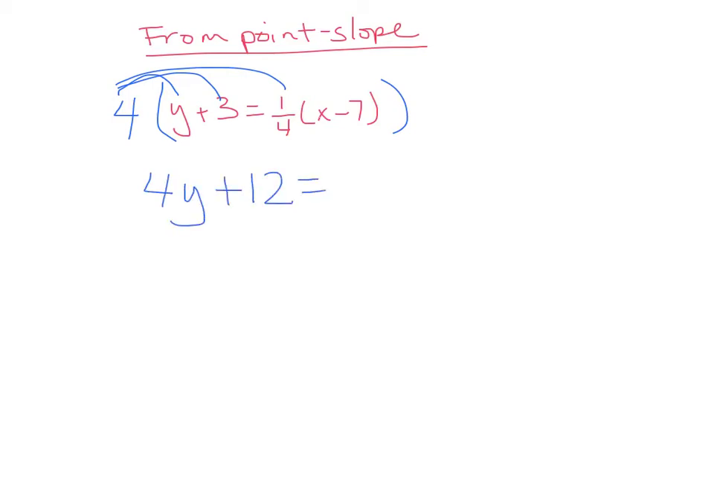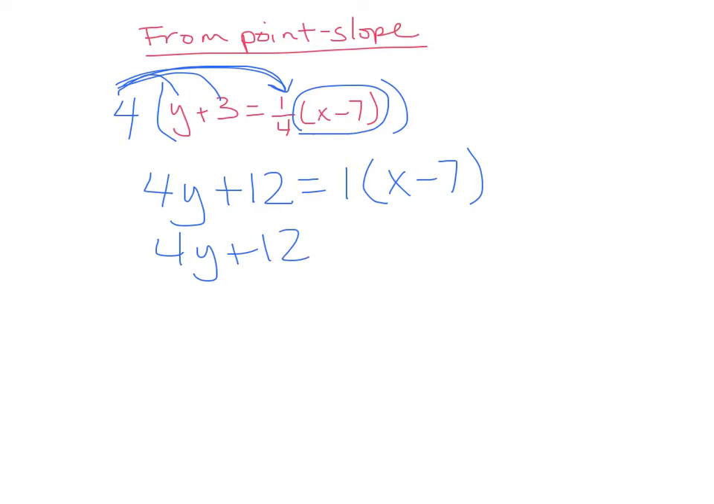Now on this side over here, what we need to really think about is when we're multiplying by 4, we only have to multiply that 1/4 because it will then distribute to that x minus 7. So we'll get 1 x minus 7. And then we have to do a little bit more work. 4y plus 12. We need to distribute this 1. Quite straightforward in this case.